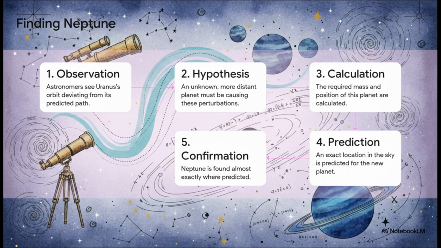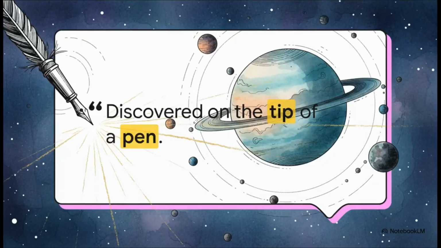They then used the incredibly complex mathematics of perturbation theory to calculate where this phantom world had to be. They essentially told astronomers, point your telescopes right here. And when they did, there it was, Neptune. This is why the event is so famously described as the planet discovered on the tip of a pen.